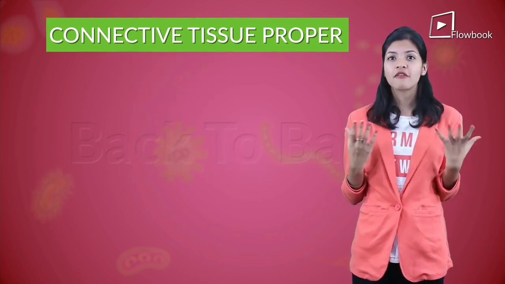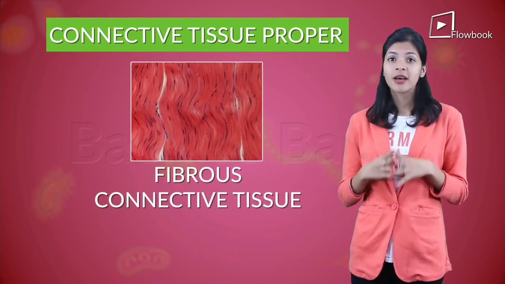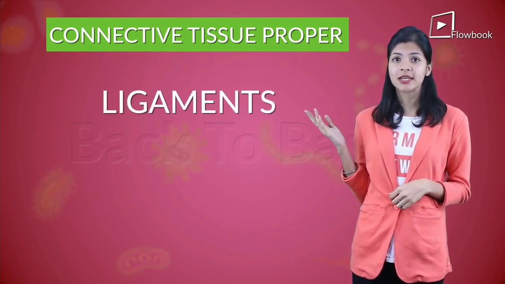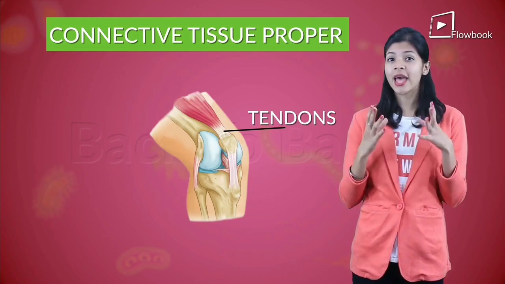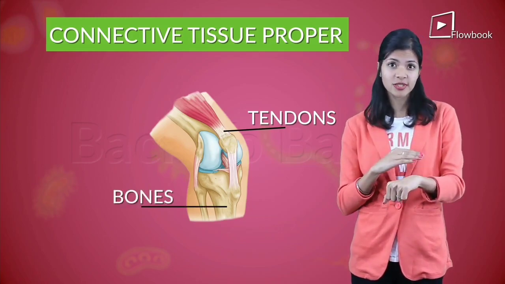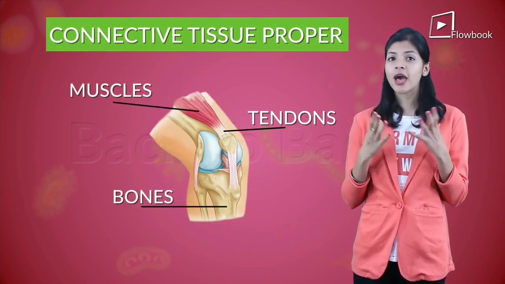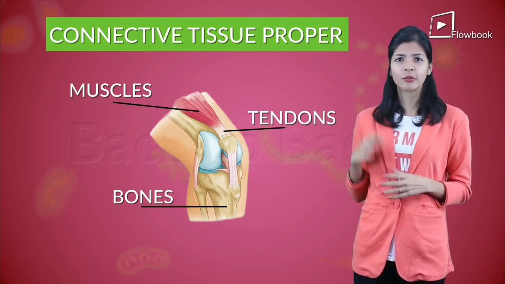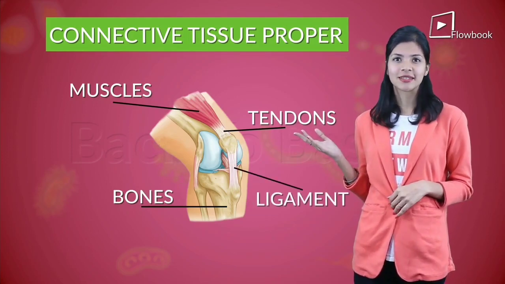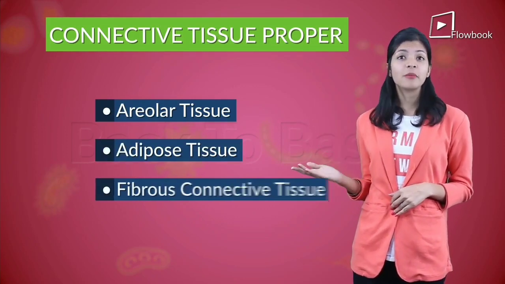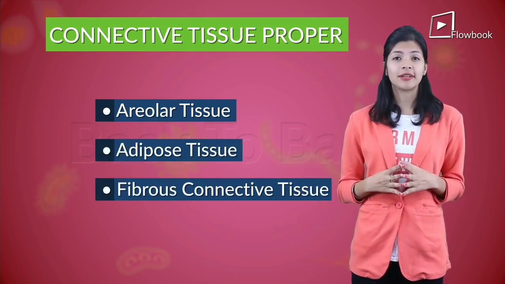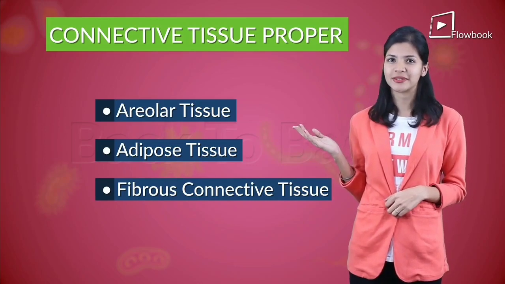Lastly, we have fibrous connective tissue. Now these have ligaments and tendons. Tendons are the things that help in attaching your bones to your muscles. And what attaches one bone to another bone? Ligaments. So, areolar, adipose and fibrous tissues actually come under connective tissue proper.